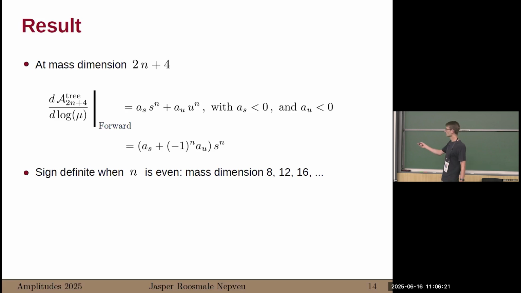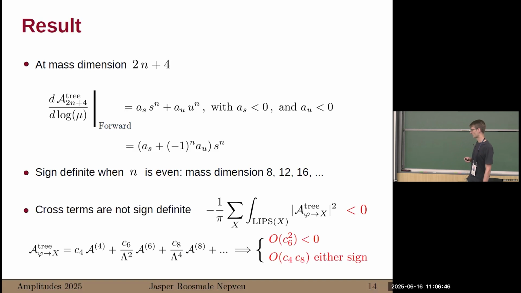In the forward limit, U is also minus S, so you get this relation where if N is an even number, you have control over the sign of the renormalization. In terms of mass dimension, this translates to the fact that for mass dimension 8, 12, 16, we have control over the sign of the running of the EFT parameters from these type of bubble contributions.